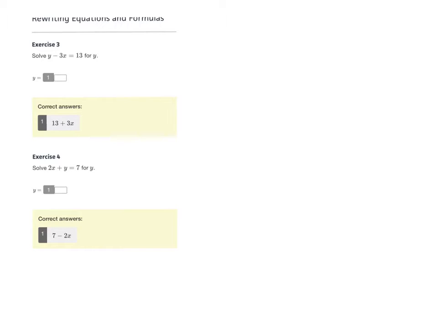So on the first one, we would have y minus 3x equals 13. And we need to solve this for y, so we got to get this by itself. So I'm going to do the inverse of minusing 3x. So the inverse of subtracting 3x is just adding 3x.